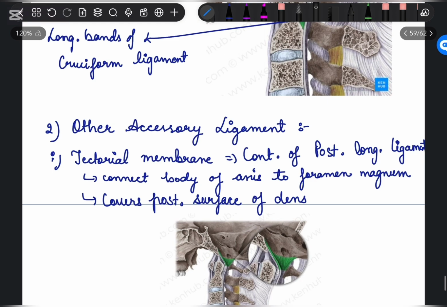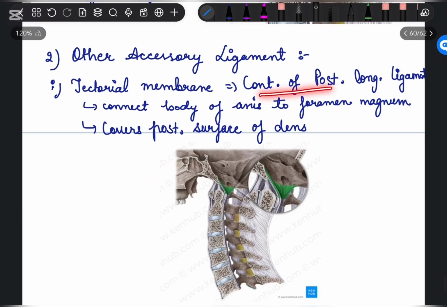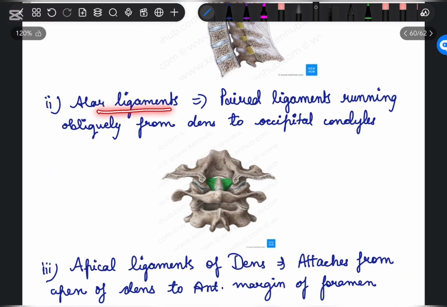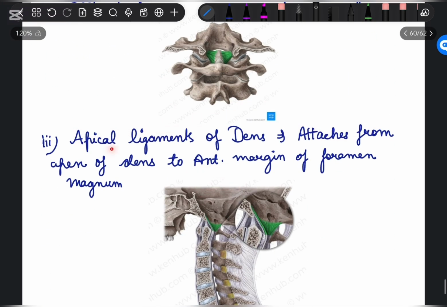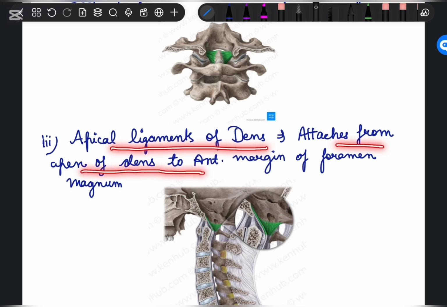There are also other accessory ligaments, which include first the tectorial membrane. It is a continuation of the posterior longitudinal ligament that connects the body of the axis to the foramen magnum, and it covers the posterior surface of the dens. The second is the alar ligaments. They are paired ligaments running obliquely from the dens to the occipital condyles. And the third, the apical ligament of the dens, attaches from the apex of the dens to the anterior margin of the foramen magnum.